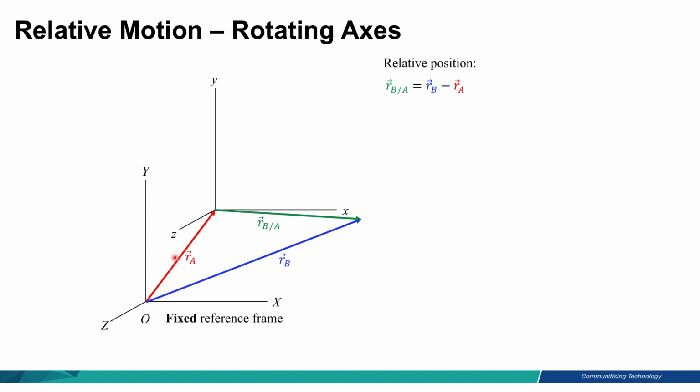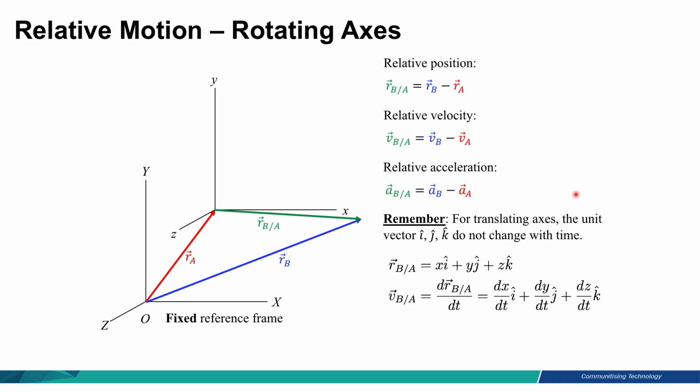So if we look at this vector triangle again, previously we have derived that RB/A equals RB minus RA. And therefore, if we differentiate this over time, we will get the velocity VB/A equals VB minus VA. And if we differentiate it again, we will get the acceleration AB/A equals AB minus AA.